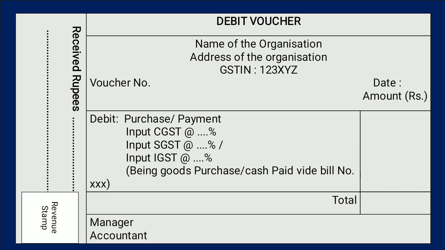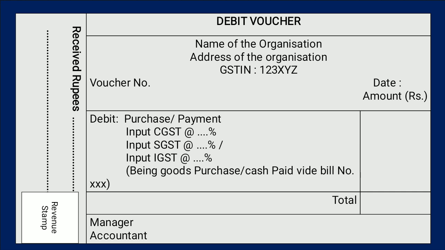And this is the format of the debit voucher. There is not much difference between the debit voucher and the credit voucher. Here in the debit voucher we only have to include this extra box, that is for the received rupees along with the revenue stamp. The rest of the things are the same, and we just need to know when we prepare a debit voucher. We prepare a debit voucher in case of any payment or any cash purchase.